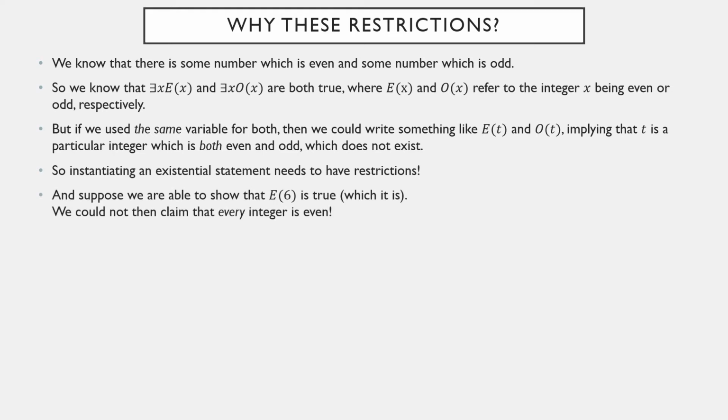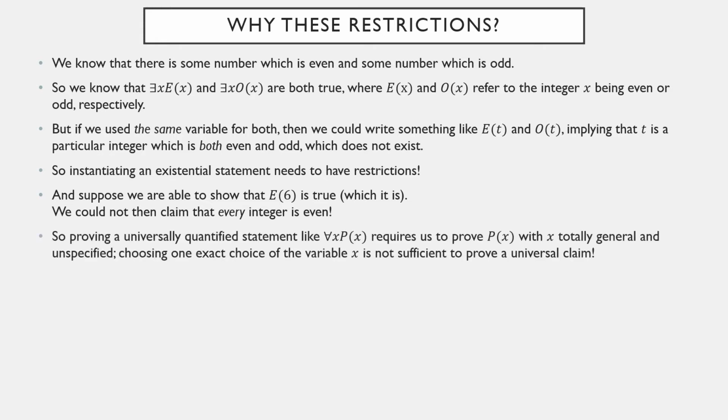Okay, and suppose, conversely, we're able to show that e of 6 is true, meaning 6 is a particular choice of variable for which this statement is true. 6 is an even number, and that is, in fact, correct. We can't use this to claim that every integer is even. Just because you show a statement is true for one specific choice of a variable does not mean it is always true. So, if you want to show that a universally quantified statement is true, it's not enough to just show p is true for one choice.